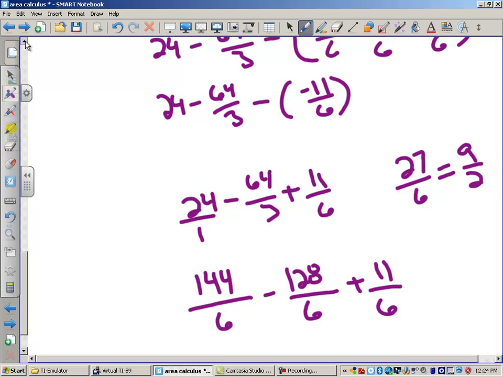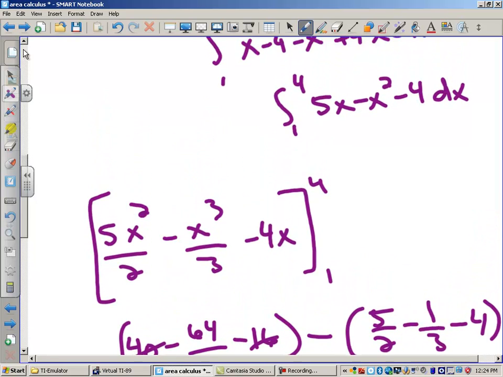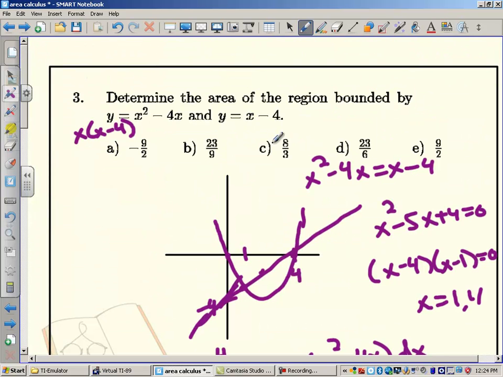Boy, that was a lot of math. I sure hope I did all of that right. I hope 9 halves is up here somewhere. So let's see here. Whew! Okay, it's positive 9 halves.